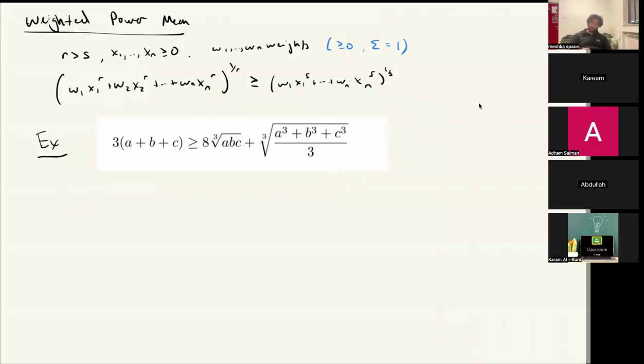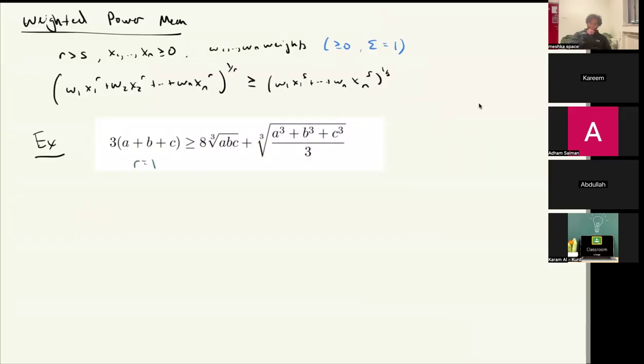Okay, I'll make an observation here, which is that this here is the r equals 1 power mean. This is the r equals 0, or the geometric power mean, and this is the r equals 3 power mean. So this inequality is about comparing a sum of 2 power means to this one. Any comments on how you should start this problem?